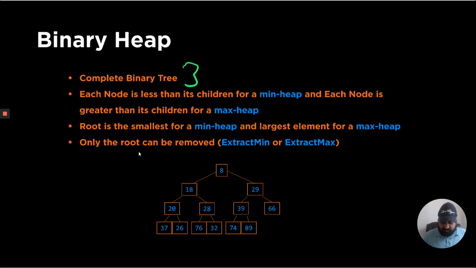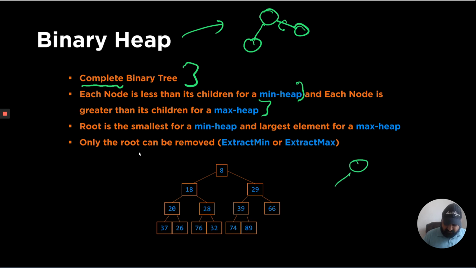than its children for a min heap, and each node is greater than its children for a max heap. So basically, a binary heap is kind of like a binary tree. That's the first thing. Another thing is it's a complete binary tree. And what I mean by complete is, we have already discussed different types of trees. So a complete tree is filled up to the last level.